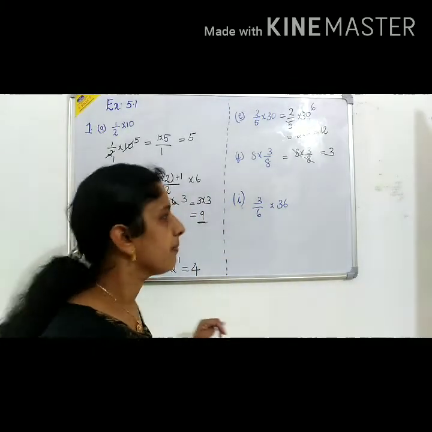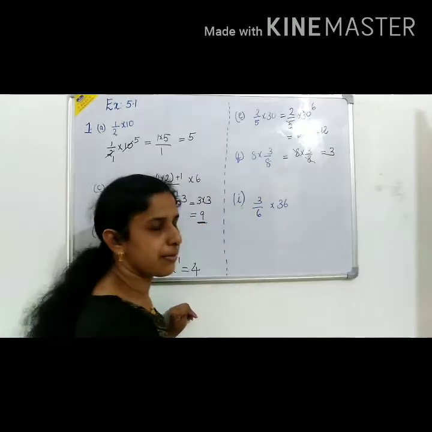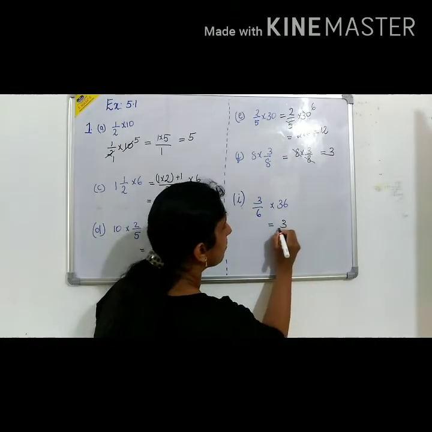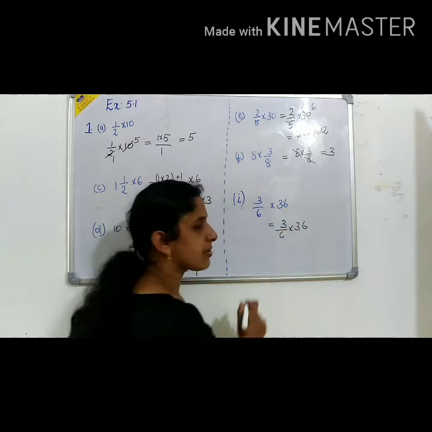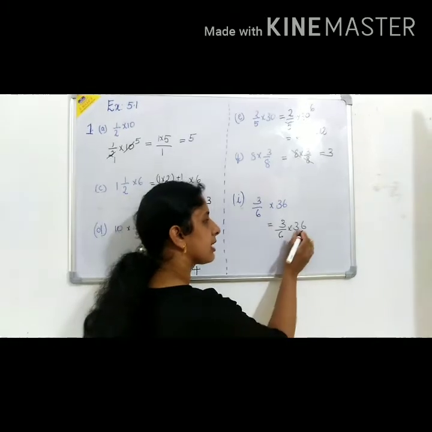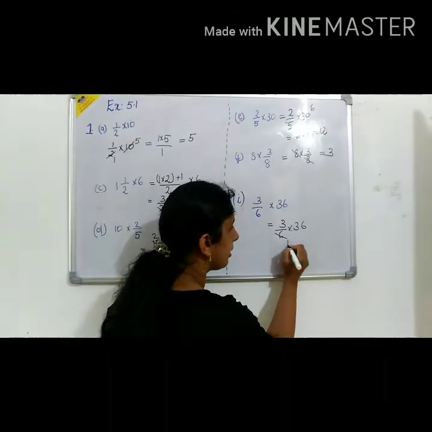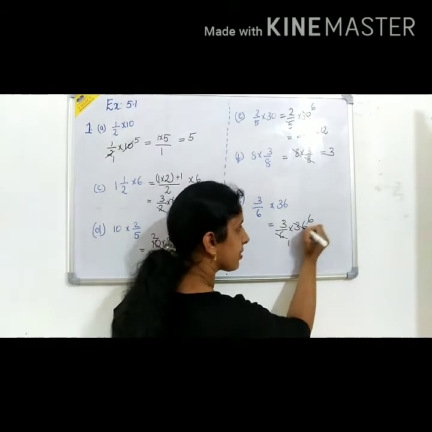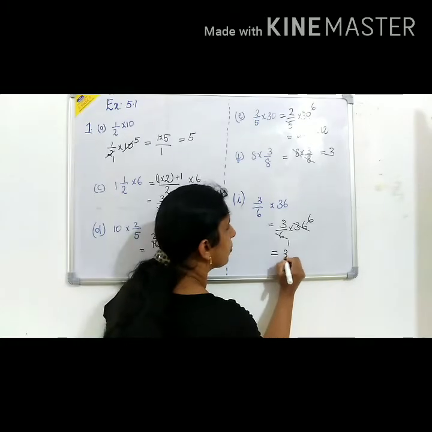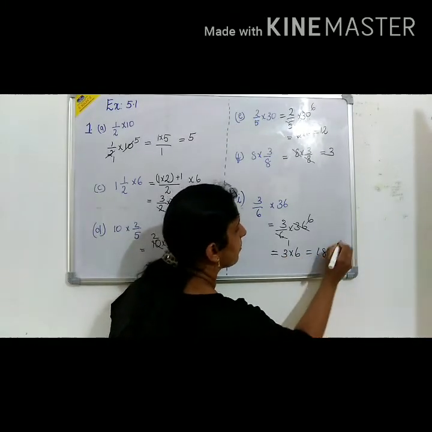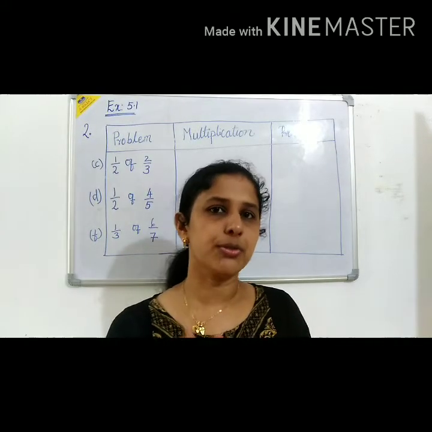Next question number I. Here 3 by 6 into 36. 36 is the whole number. 3 by 6 is the fraction. This is equal to 3 by 6 into 36. Here 36 and 6 you can cancel. No problem. 36 and 6 both have common factor 6. 6 by 6 becomes 1. 36 by 6 becomes 6, because we know that 6 6s are 36. So it becomes 3 into 6. 3 6s are 18.